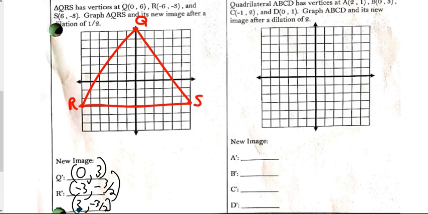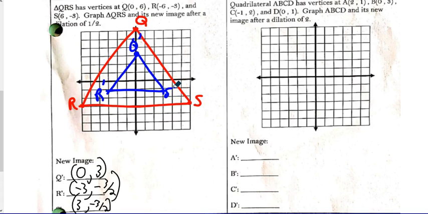So let's put that on there. So 0, 3, then -3, 1, 2, 3, down 1.5, and then right 1, 2, 3, down 1.5, and there's my new triangle. That is 1/2 the size of the original. Q prime, R prime, and S prime.